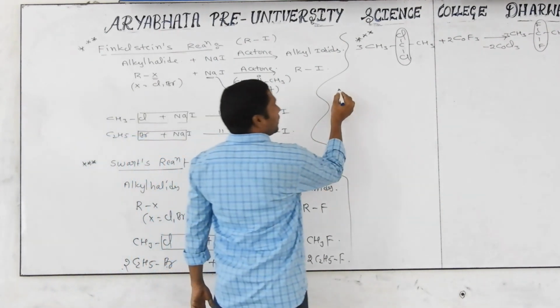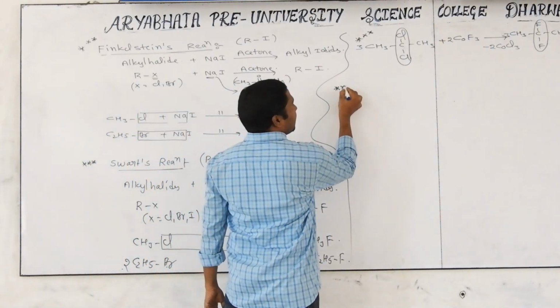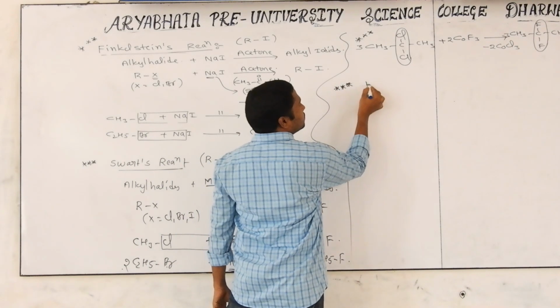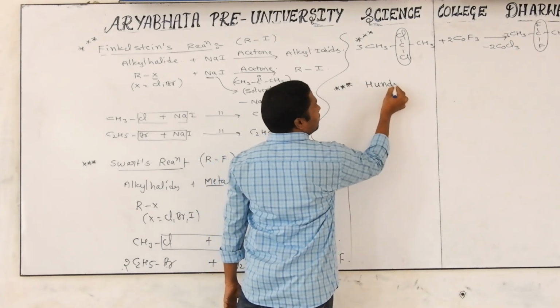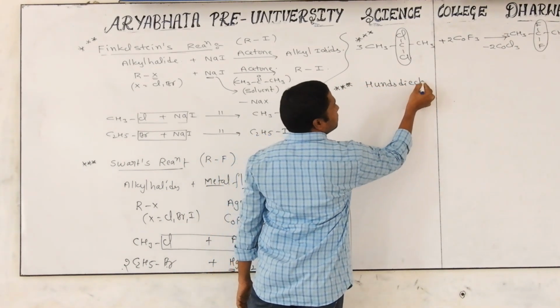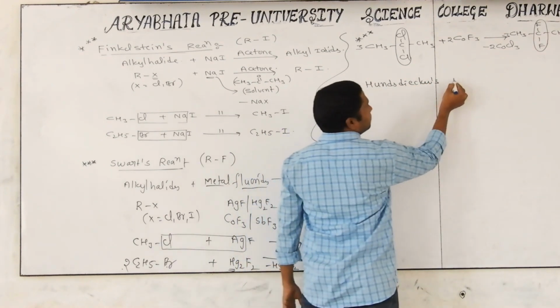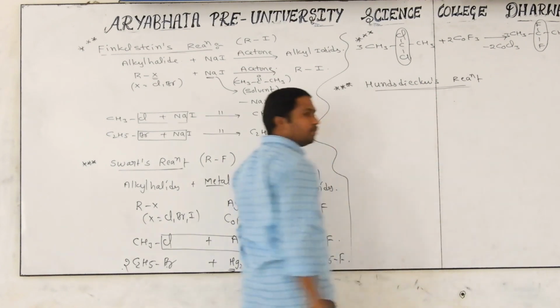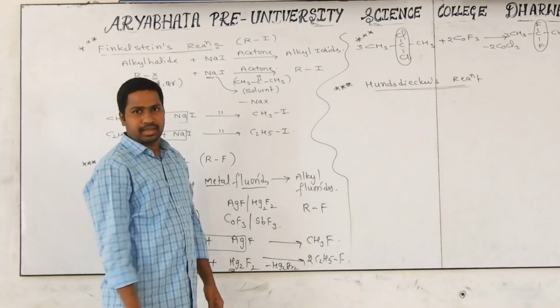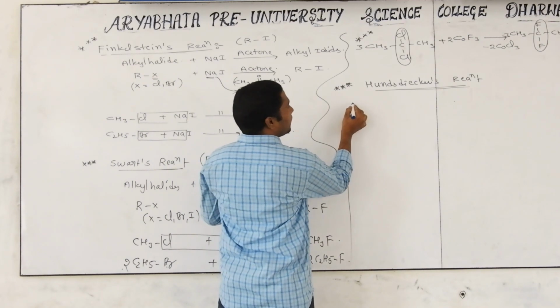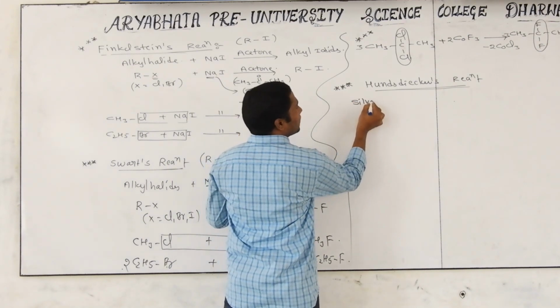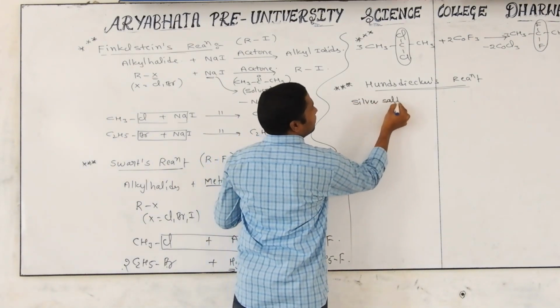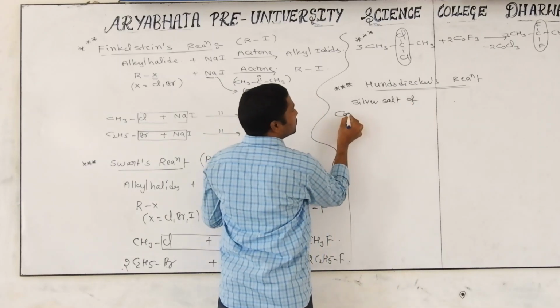And the last method for the preparation of alkyl halides is the Hunsdiecker reaction. Most of the time it is asked in examinations. What is the Hunsdiecker reaction? We have to take the silver salt of a carboxylic acid.